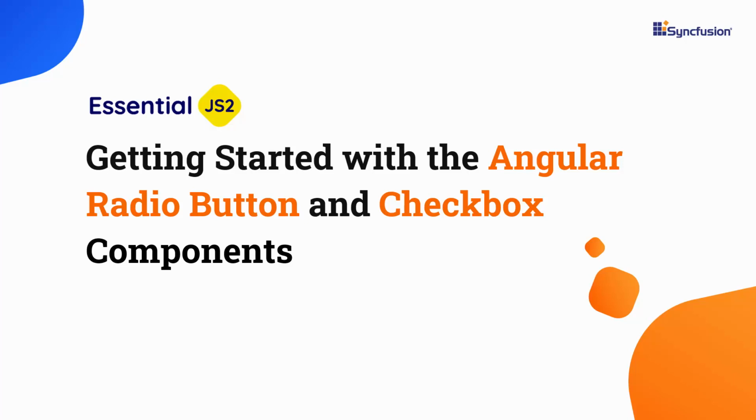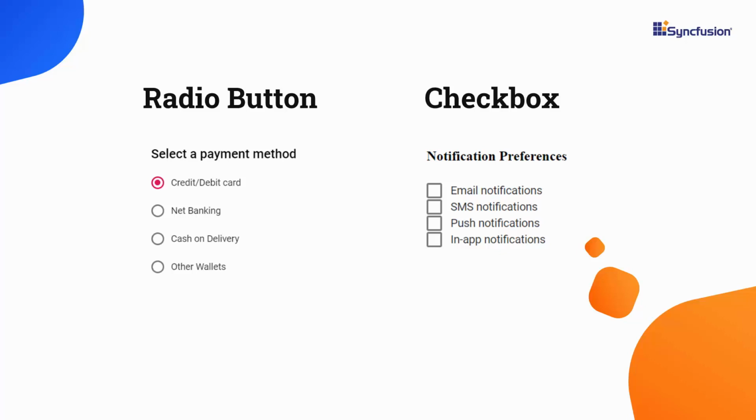Welcome to the Angular Radio Button and Checkbox tutorial. The Syncfusion Angular radio buttons are typically used in groups where the user selects only one option from a list of choices. In contrast, the Syncfusion Angular checkboxes make binary selections, allowing users to choose between two options, checked and unchecked. First, let's see how to get started with the radio button component.